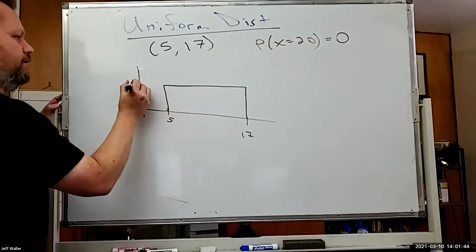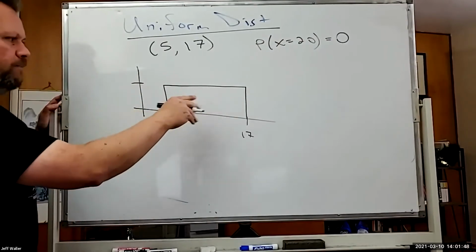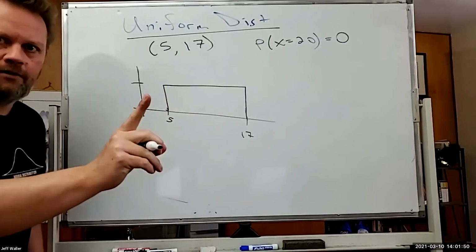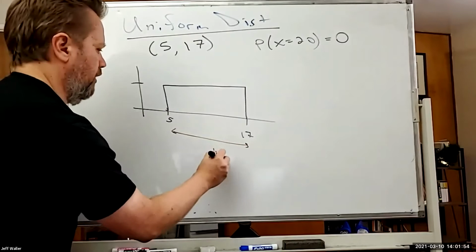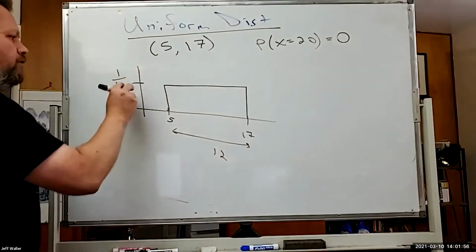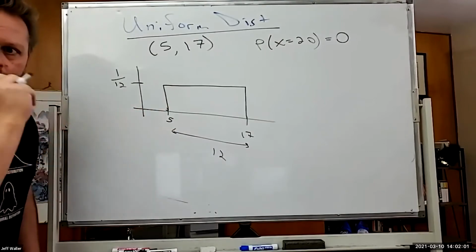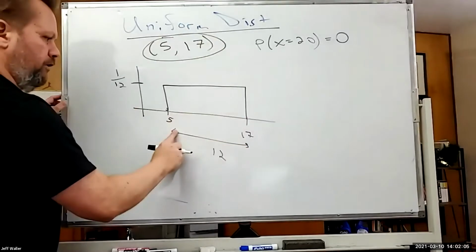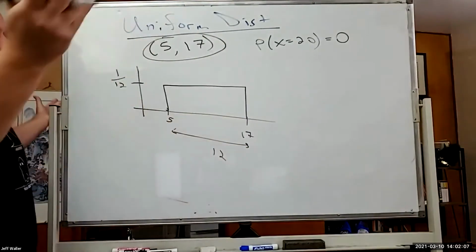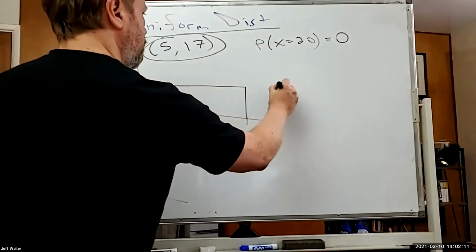What's the height? Does somebody remember how to get the height of this? I want the whole area to be 1, right? 1/12? Good. So this is 12 across, so this has got to be 1/12 to make an area of 1. They have to tell me these. I draw the picture, I figure out the height, and now I'm ready to answer any question they ask. So let's ask a few questions.